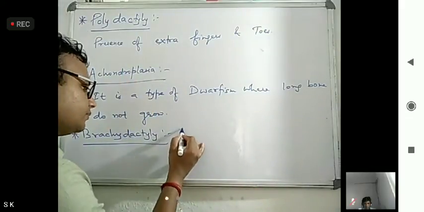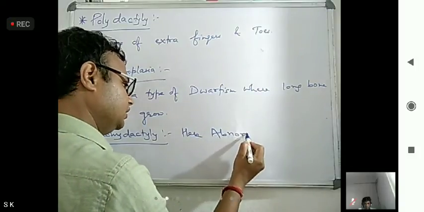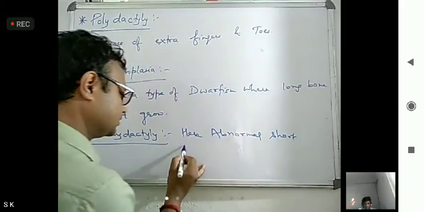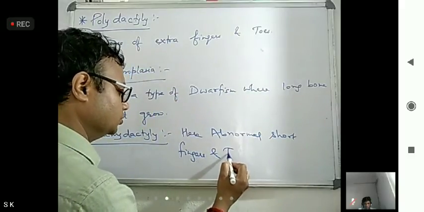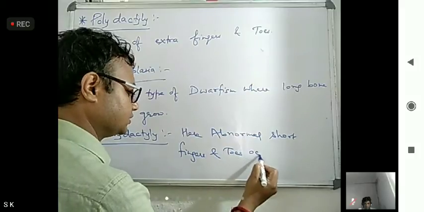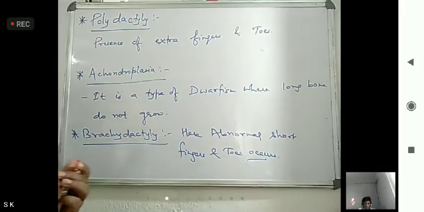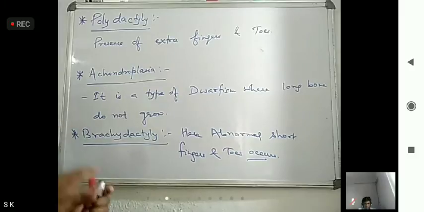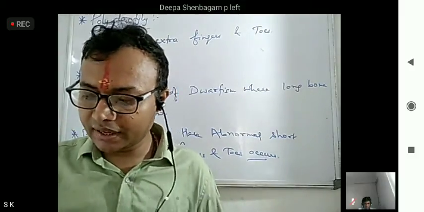So here abnormal short fingers and toes occur. Okay, so this is brachydactyly, abnormal short fingers and toes occur. Okay, so these are the terms that are happening here.